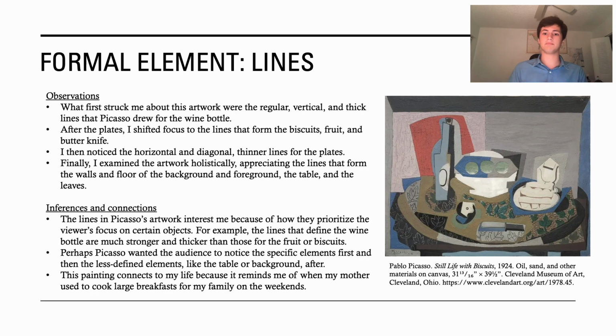And I made a connection that Picasso is trying to make us shift focus in this artwork. First, we're looking at the individual pieces. We see the wine bottle, we see the fruit, we see the biscuits and the knife, and then we take it in as a whole. He uses lines to convey this message. We look at the little pieces individually, and then we take a step back, and then we see the whole thing.